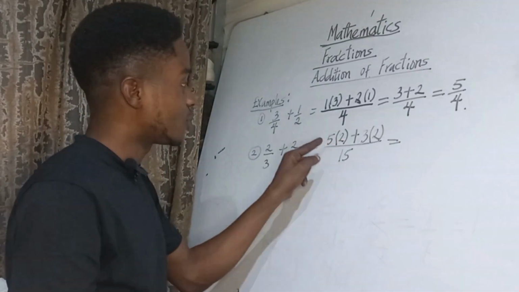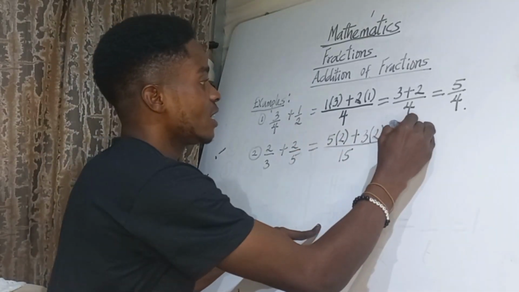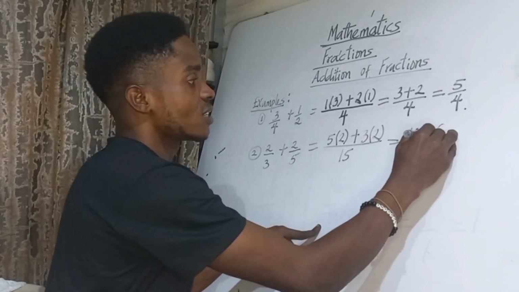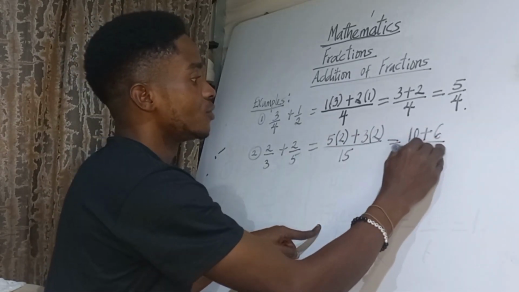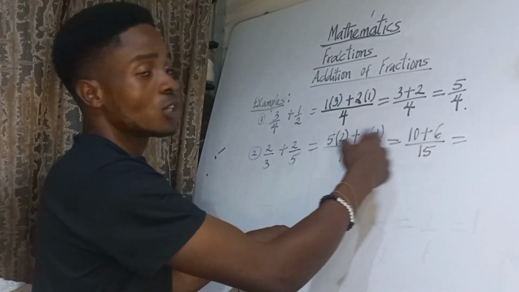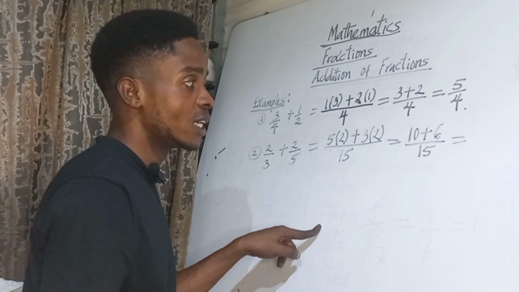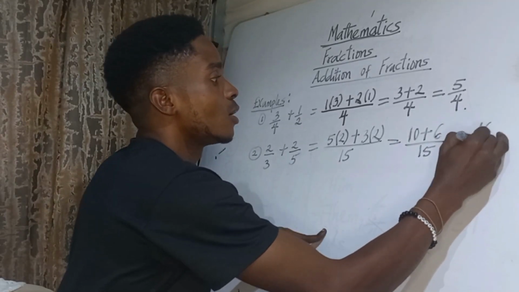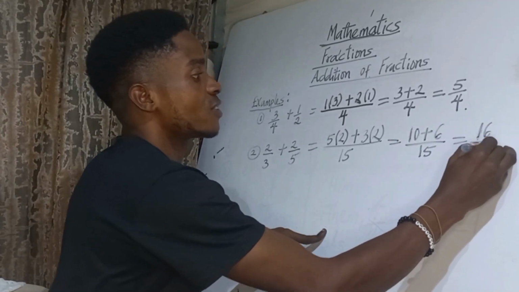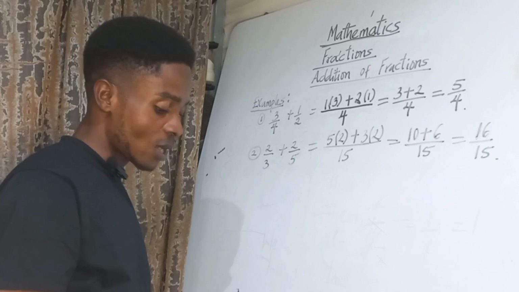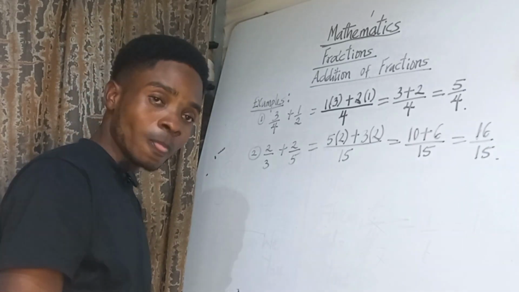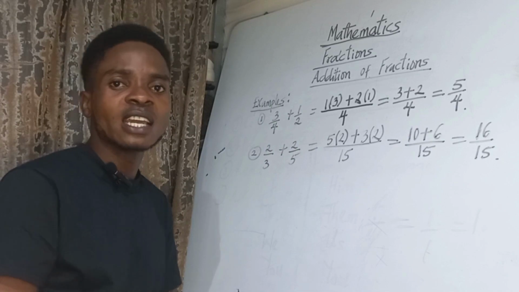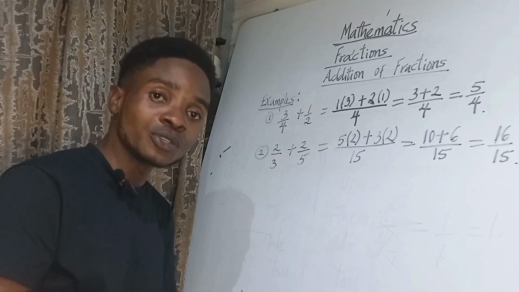5, you open the bracket, 5 times 2, you have 10, plus 3 times 2, you have 6 over 15. So the next thing is we just sum up the two numbers together. 10 plus 6, that will give you 16 over 15. And that is our answer, right? So it is as simple as that. Just try it and see, let us see what you're going to get.